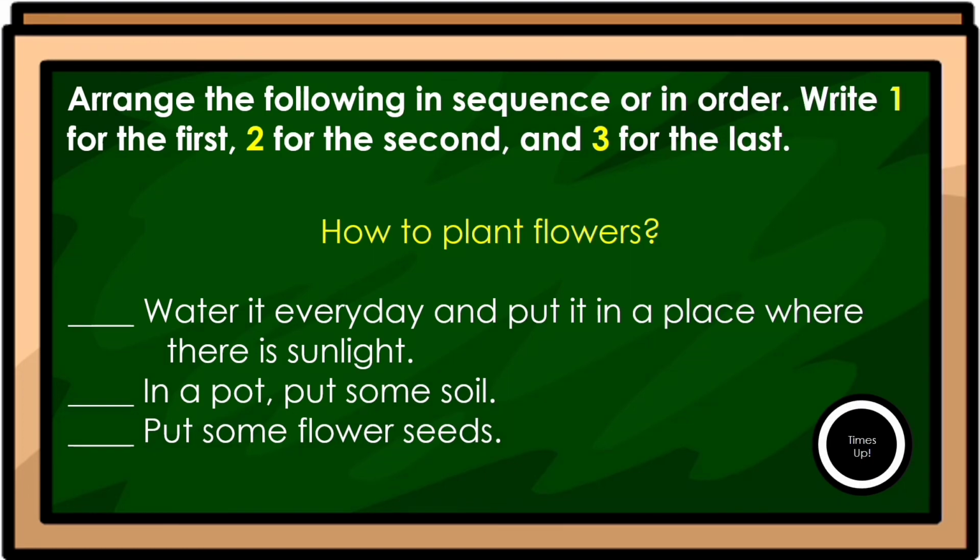Alright. What do you think is the first step in planting a flower? Very good. The first step here is in a pot, put some soil. Then, what is the next step? Alright, then put some flower seeds, and the third step is water it every day and put it in a place where there is sunlight. Alright, so did you get the perfect score? Very good. Let us now proceed to another activity.